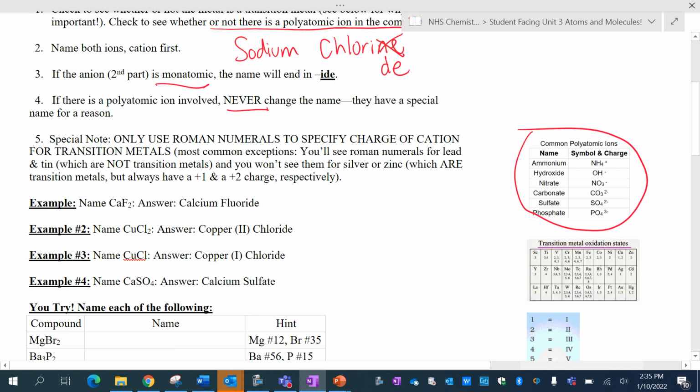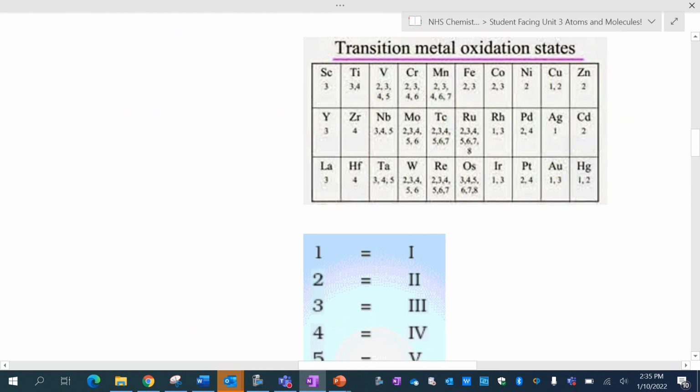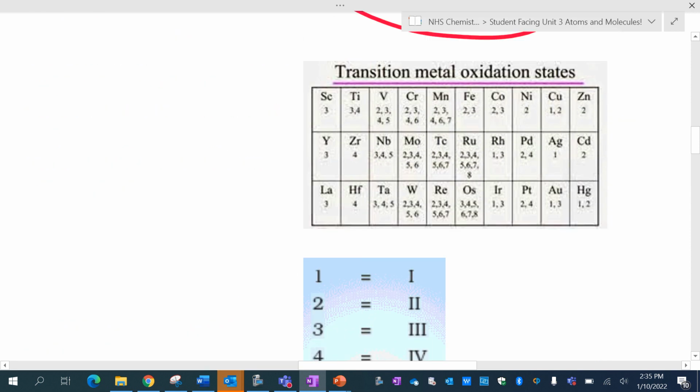Only use Roman numerals to specify the charge of the cation for transition metals. The most common exceptions is you'll see Roman numerals for lead and tin, which are not transition metals, and you won't see them for silver or zinc, which are transition metals, but always have a +1 and a +2 charge. Okay, so there are some exceptions, but here are the different possibilities.